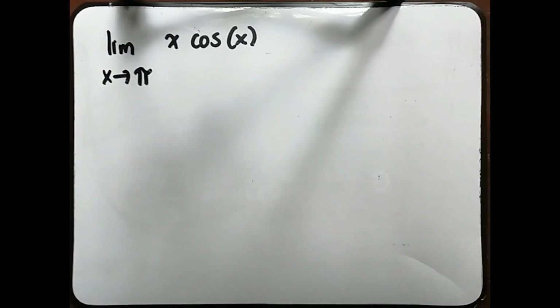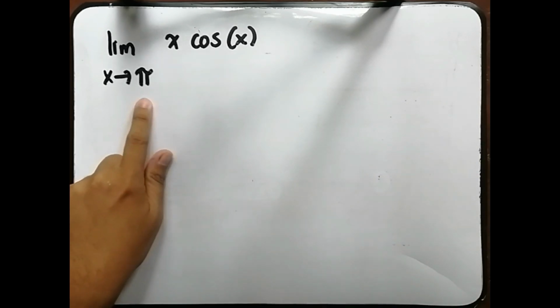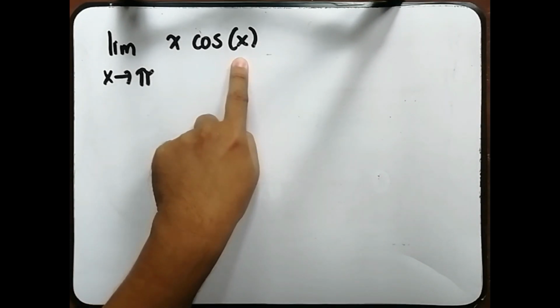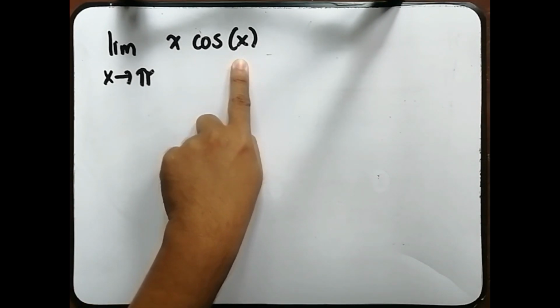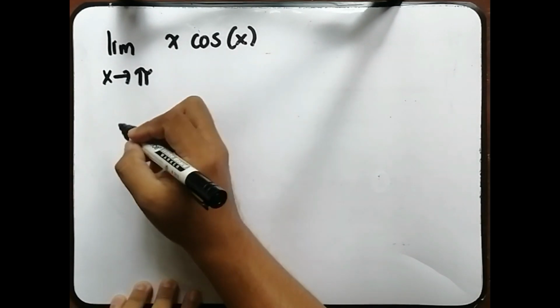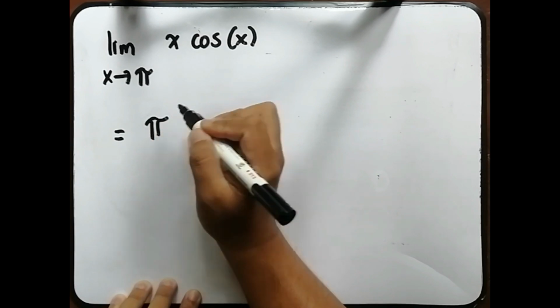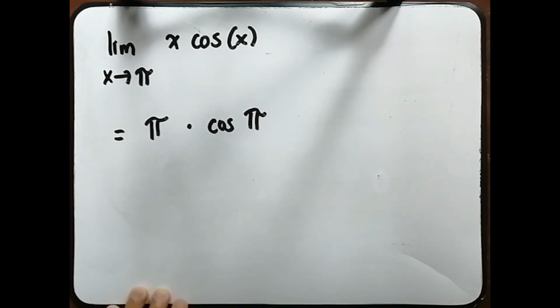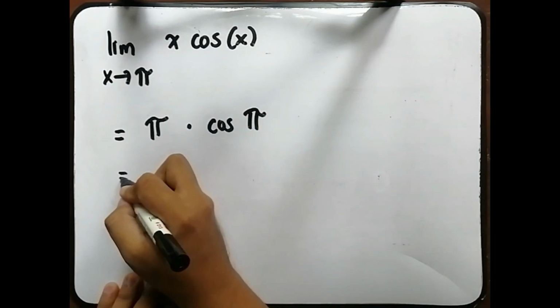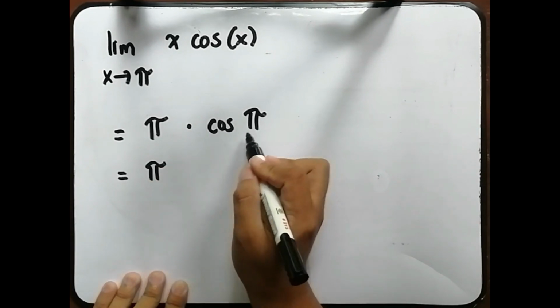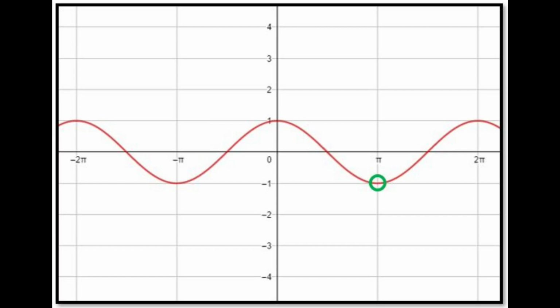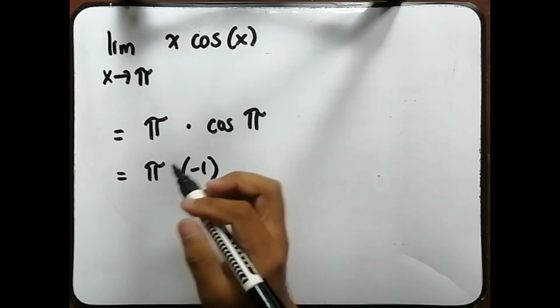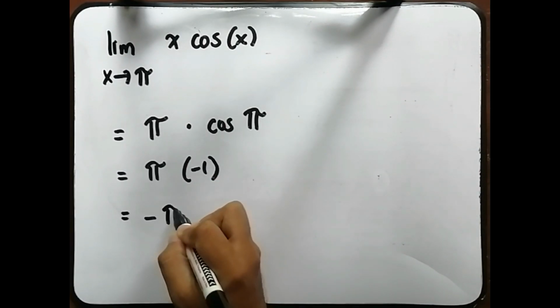So we evaluate the limit of x cosine x as x approaches pi. So since pi is an element of the domain of cosine x, pwede natin siyang substitute. So that is now equal to pi, okay, times cosine of pi. Okay, so we now have pi, cosine of pi is negative 1. Okay, cosine 180 degrees yan. Therefore, we have negative pi.